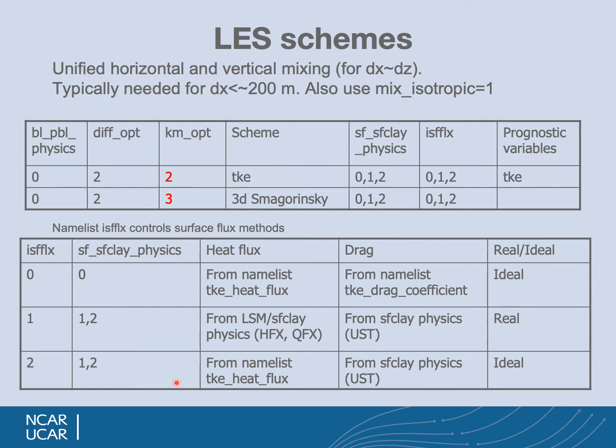Another option is 2, less used. That's where you have control of your heat flux from your namelist, where you still run the surface layer physics to compute the drag coefficient.